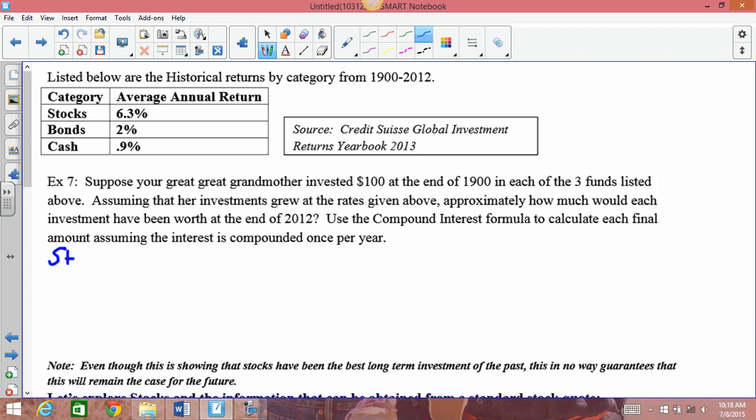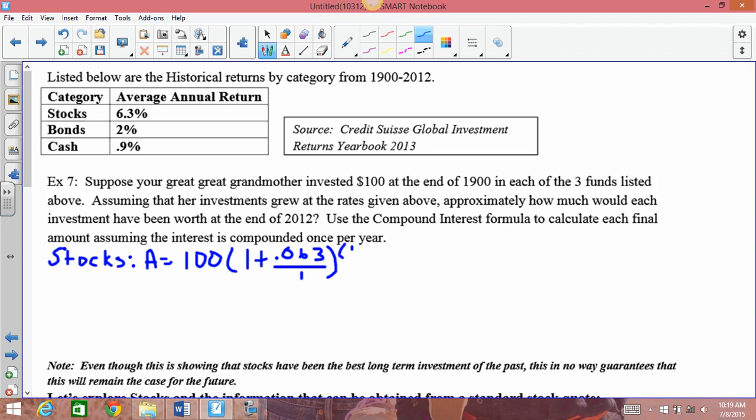So for the stocks, I want to figure out the final amount that would have been in that account. I'm going to use my A formula. A equals P, how much you put in. So just put in $100, 1 plus my rate, and this is going back to the formula that you would have seen in 4B, your compound interest formula. 1 plus your rate, 0.063 for the stocks, divided by N, the number of times it's compounded. So it was compounded once per year, so N is 1.